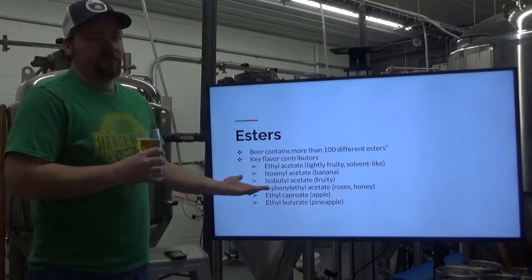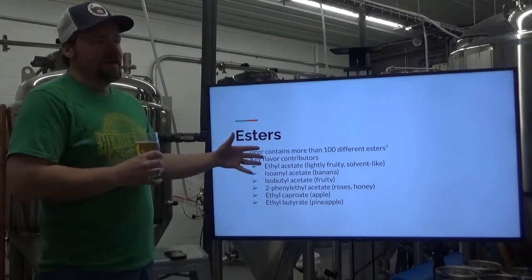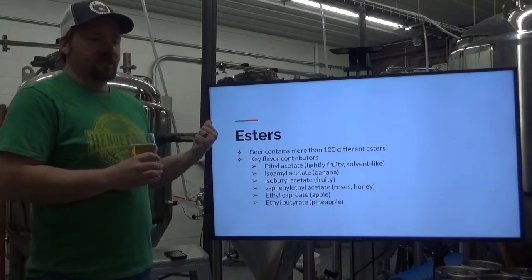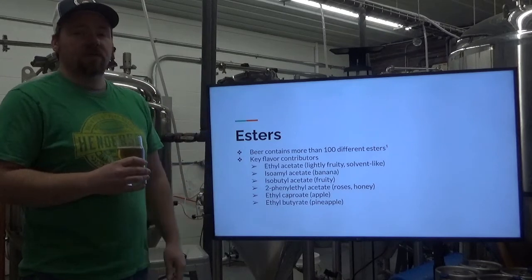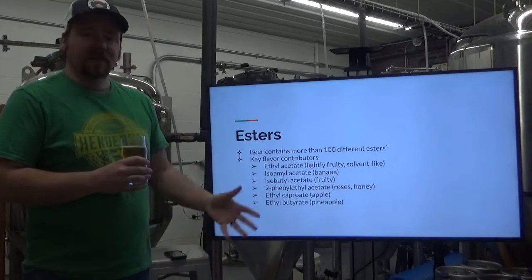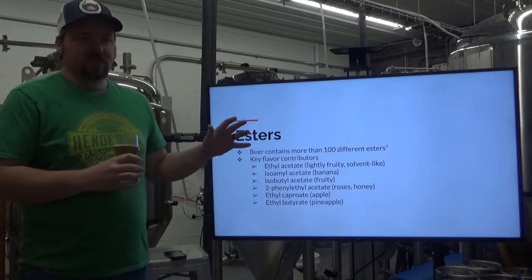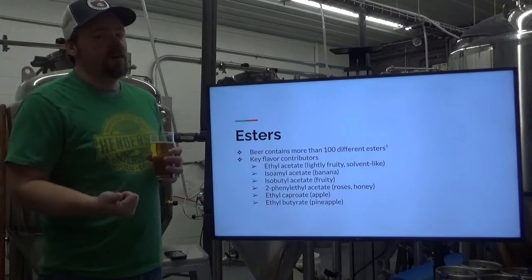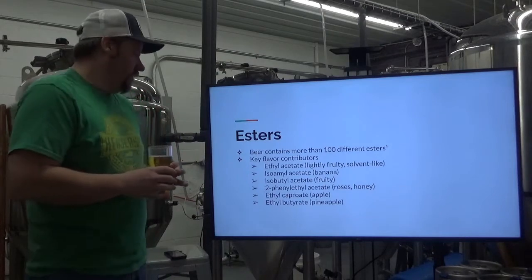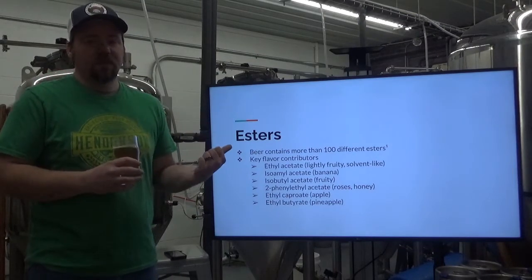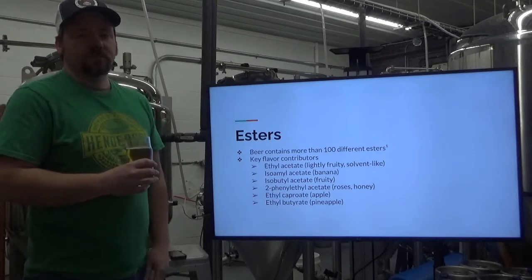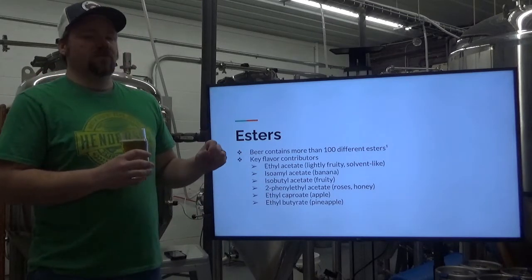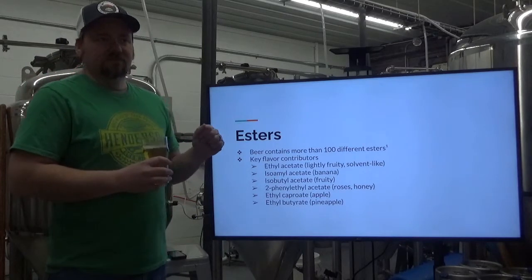The main flavor contributors that we're worried about: ethyl acetate, which has a lightly fruity or somewhat solvent-like taste. Isoamyl acetate, which is that characteristic banana flavor that's produced with Hefeweizen yeasts. Isobutyl acetate is kind of fruity. 2-phenylethyl acetate, which is roses or honey. You get something that really smells like a rose. It can either be phenol or it can also be 2-phenylethyl acetate. Ethyl caproate, which is apple. The other very strong apple flavor compound is acetaldehyde, and we'll get to that as well. And ethyl butyrate, which is characteristically pineapple. So sometimes that one is very desired.